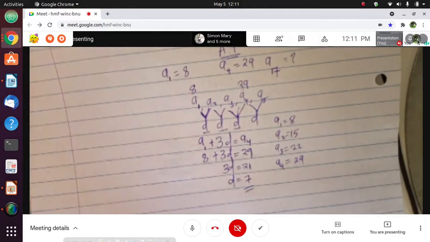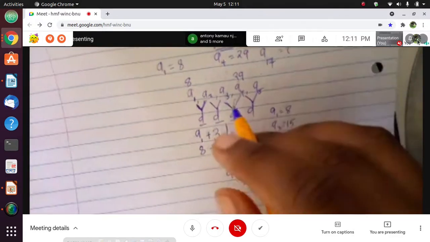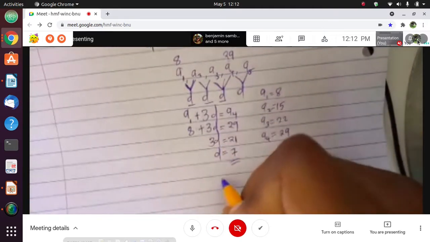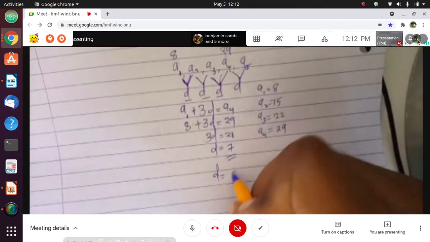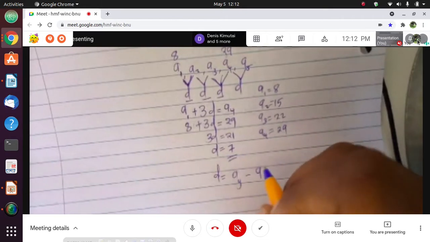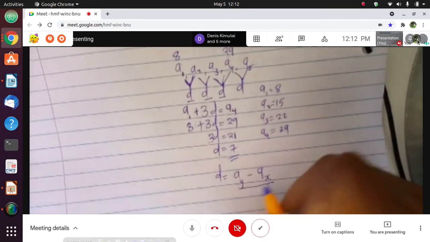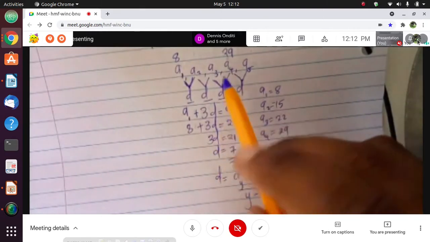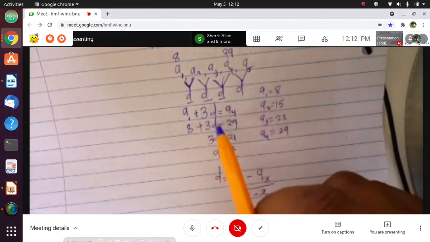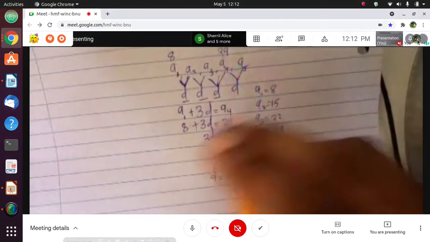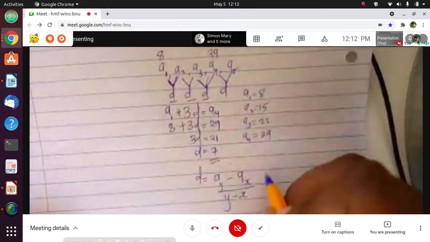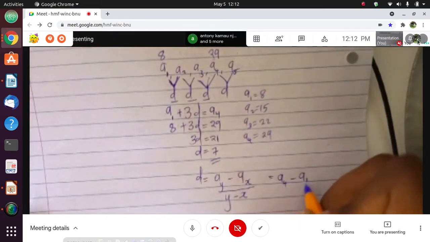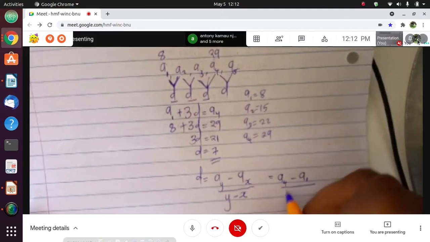Now, I had given an equation before that if you're not given successive terms, then it is possible to find the common difference by taking AY minus AX divided by Y minus X. This Y and X refer to this A1, A4. In this case, we had been given A1 and A4. So the common difference will be A4 minus A1 over 4 minus 1.